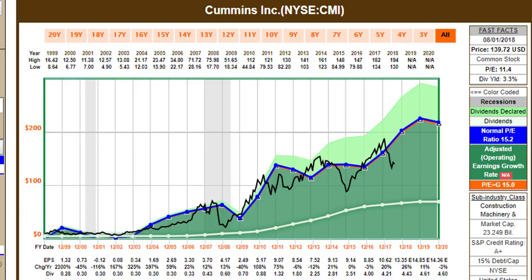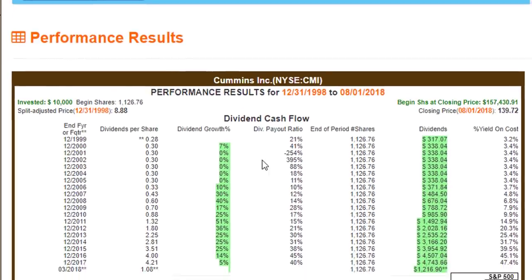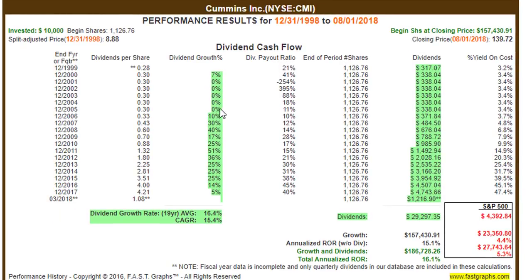And let's look at its long-term record. You can see that its dividend record is exceptional. There have been periods where they've frozen their dividend, but over the long run, they've increased their dividend by over 16%. This is going back to 1999. They've dramatically outperformed the S&P 500 in both dividend income as well as capital appreciation over this time.